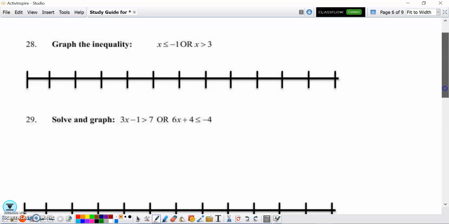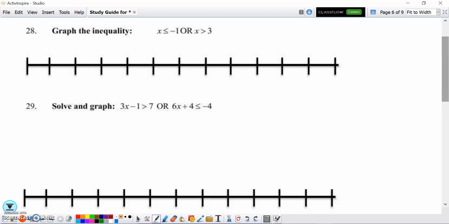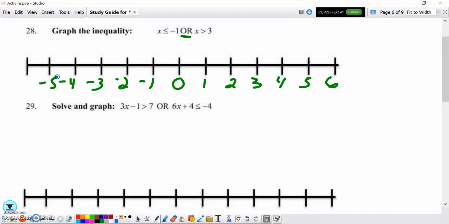Number 28, again, it's another compound inequality, but this one is an or. So let's put the numbers on our number line. All right, starting with the negative 1, we've got a solid dot with the negative 1. We've got an open dot on the 3. Now, back to the negative 1, it says x is less than or equal to, so we're going to go to the left. X is greater than 3, so that means we're going to go to the right of 3.